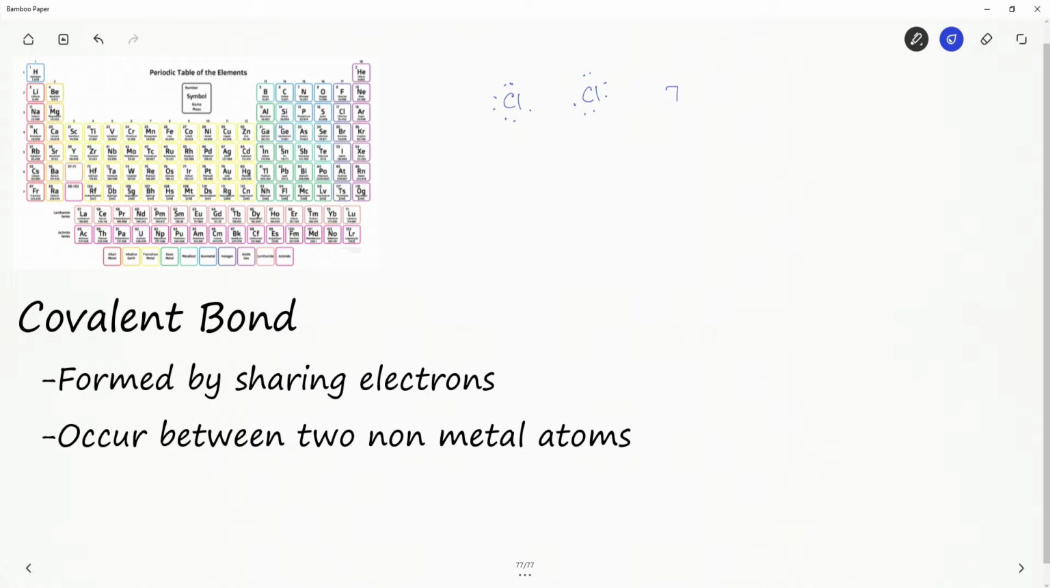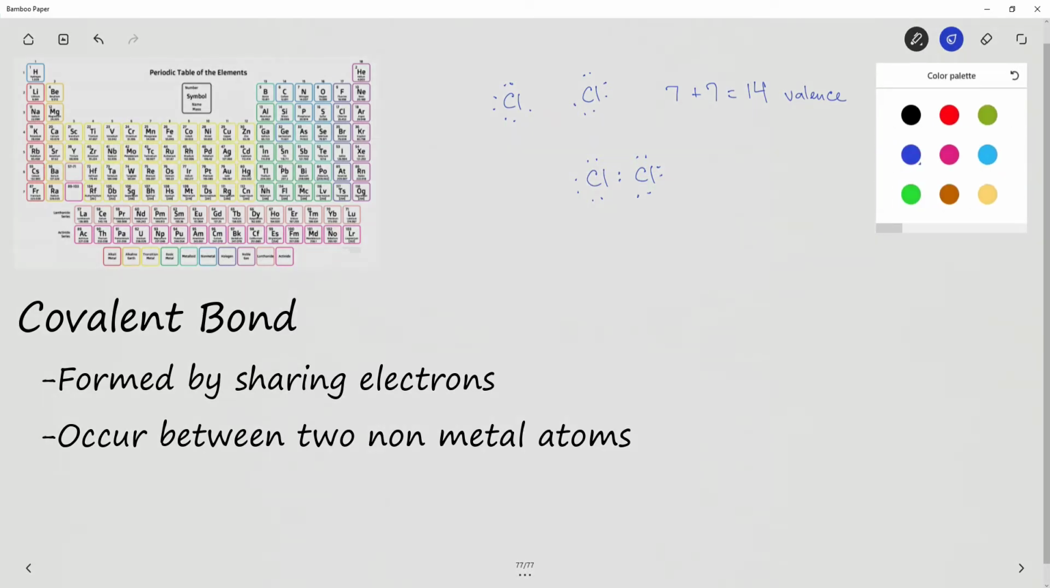So I have 7 valence electrons plus another 7 valence electrons. I have 14 total valence electrons. So my chlorine atoms are going to share 2 electrons, and then they will each have 6 electrons that are not shared. We call these lone pairs or lone electrons.